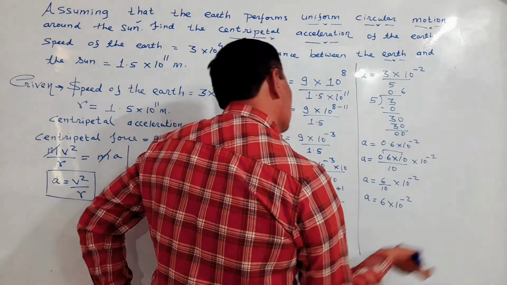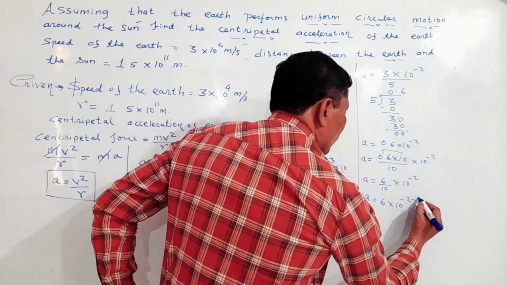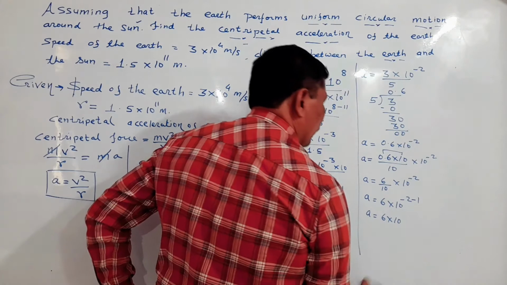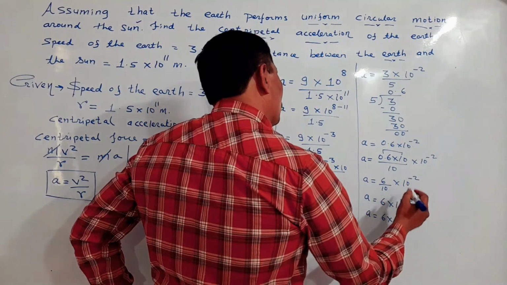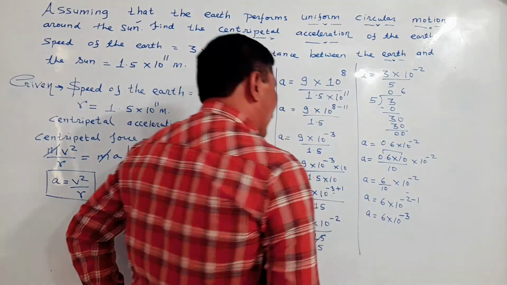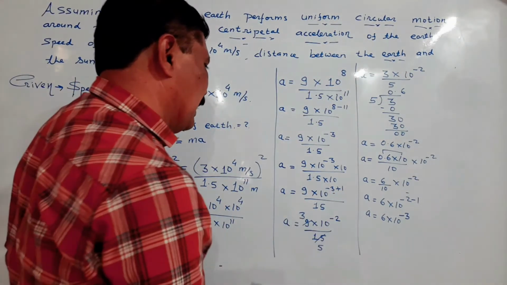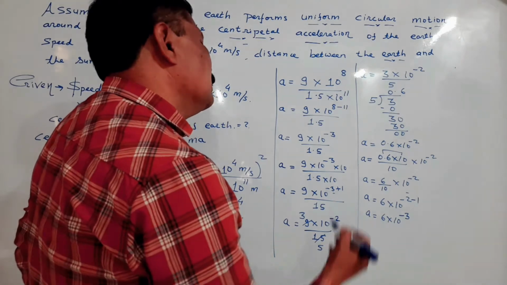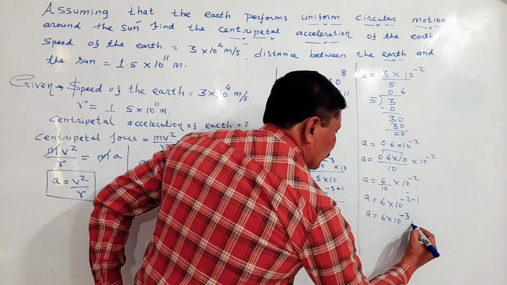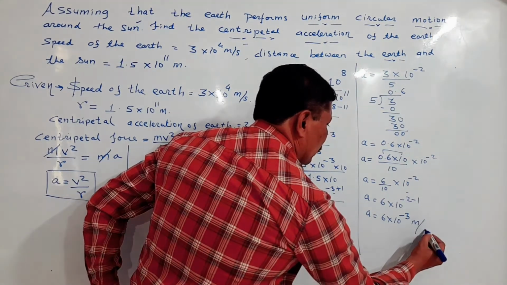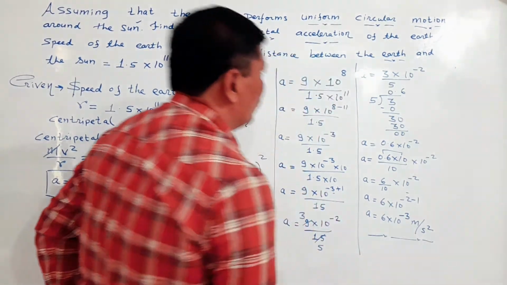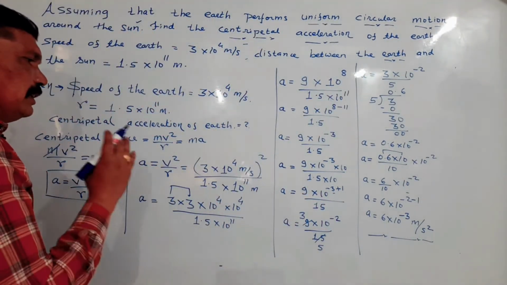This is plus. When it is taken up, it will become minus. So A is equal to 6 into 10 minus minus plus 2 plus 1 is 3, with the sign of the greater number, minus 3. So my dear student, here we get the answer: A is equal to 6 into 10 to the power minus 3. It is acceleration and the unit of acceleration is meter per second square. So this is the answer, my dear student. The problem was very easy.